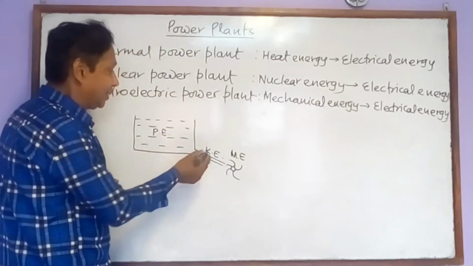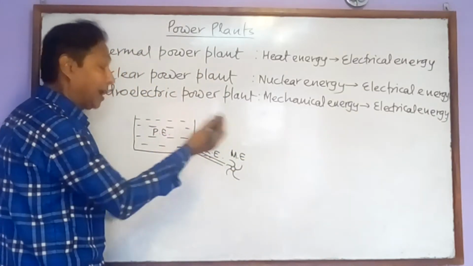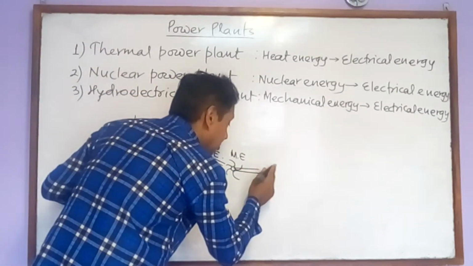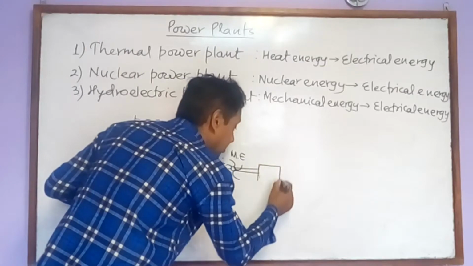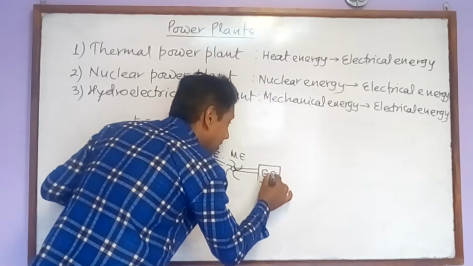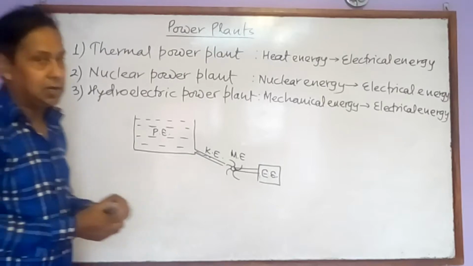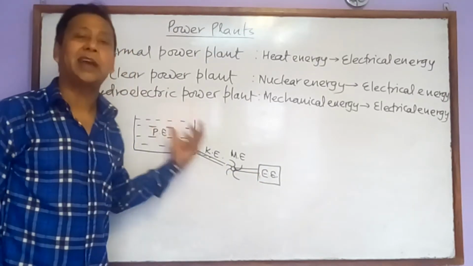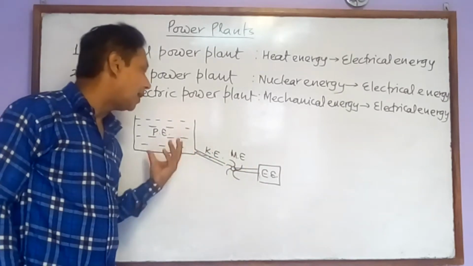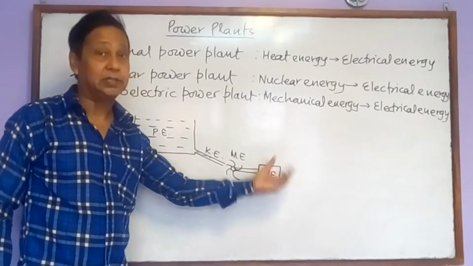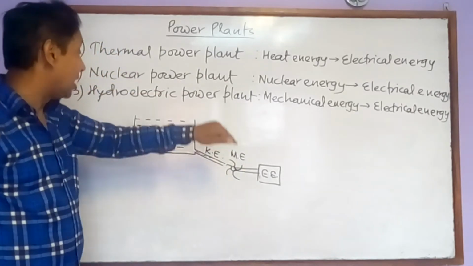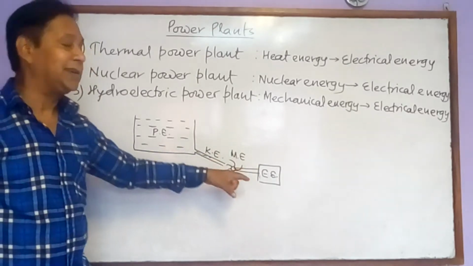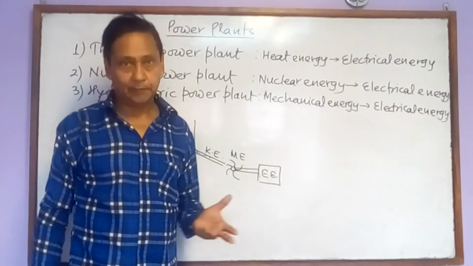We can say potential and kinetic energy, both are called mechanical energy. And then this rotating turbine runs the generator. Let's say this is the generator where electrical energy is produced. This way the energy conversion is mechanical energy, whether it is potential energy or kinetic energy, these all are mechanical energy, converts to electrical energy. But if you want to go through each of them, then potential energy converts to kinetic, kinetic converts to mechanical, and then to electrical energy.